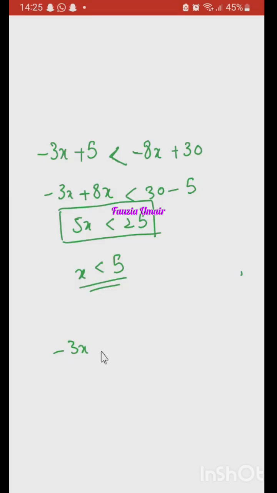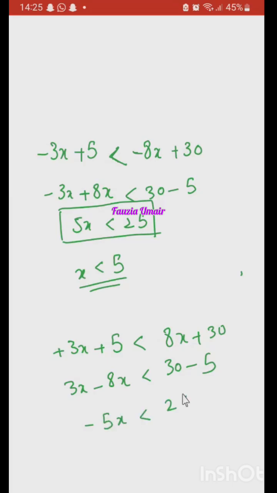Now the opposite: if I tell you another example, for example, here it was -3x, or here let's say +3x + 5 < 8x + 30. It is the same inequality. When you solve, you get 30 minus 5. Now from here you get -5x < 25. Now what will you do? This is the decision step, when one x is left. Now you will see that there is a minus sign with the variable, so your inequality will be reversed, and the answer is x > 5.